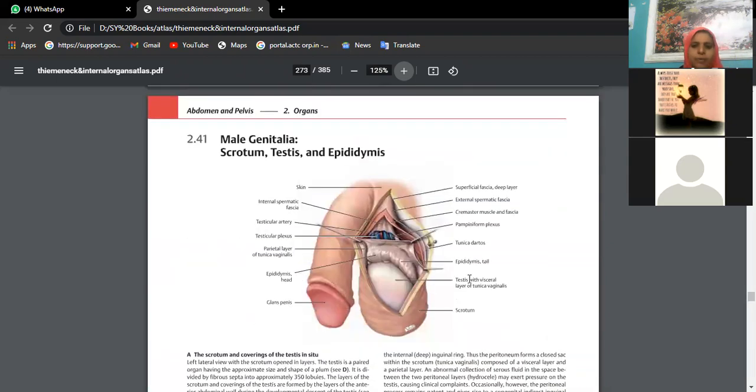Okay. So the testis is one more structure you have for the next dissection, right? So in the testis, what are the presenting parts? It has an upper pole and a lower pole. At the upper pole, you have the epididymis, which has head, body, tail. The tail continues as the vas deferens, which is seen in the spermatic cord.